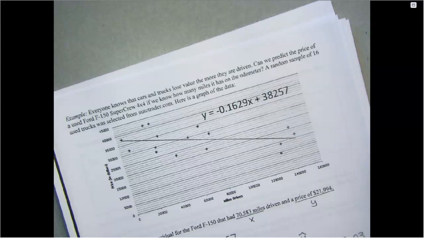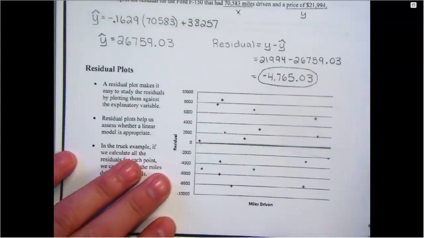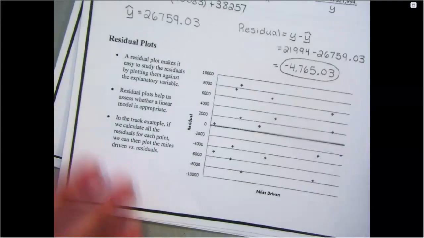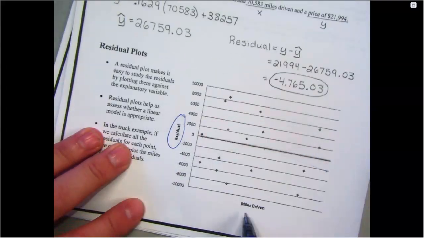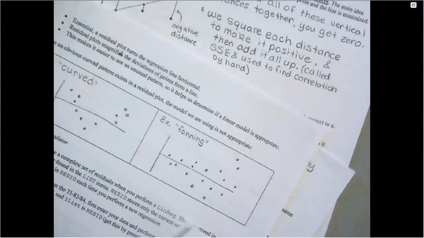Positive or negative residual? Positive, positive, negative. So that's all this graph is down here. It's just that graph up there, flipped sideways. And the residuals go over here, and the miles driven go over here. So the important part of a residual plot, turn to the next page.